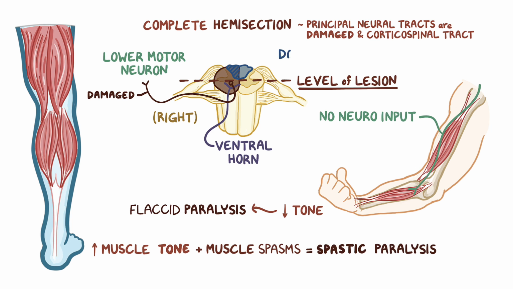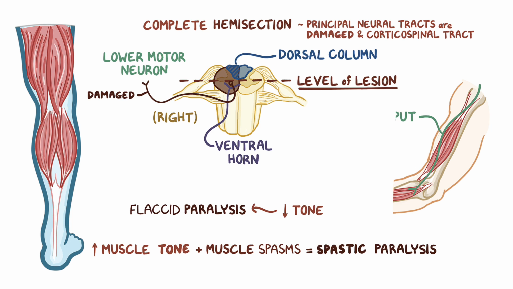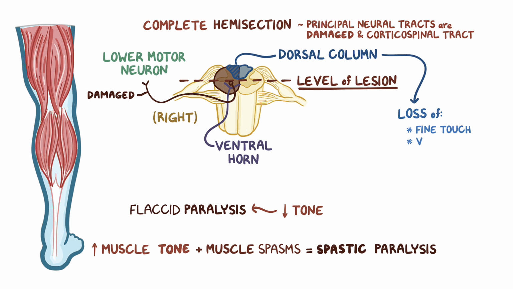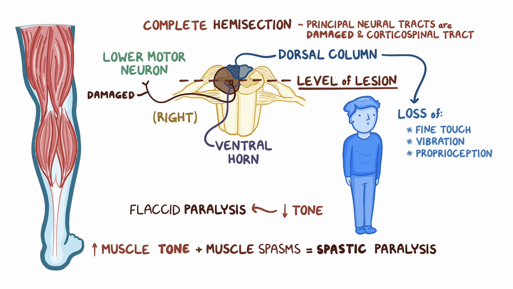Similarly, there's damage to the dorsal column on the right side, which will lead to the loss of fine touch, vibration, and proprioception in the right side of the body at the level of the injury and below it.